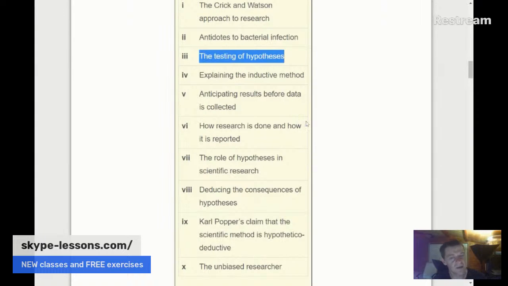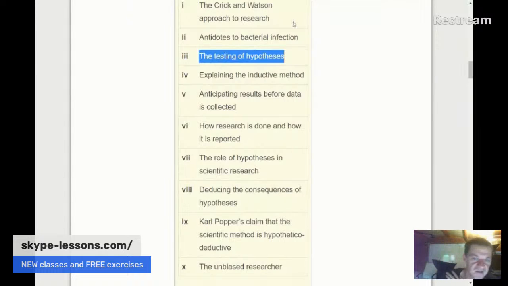Number 5, anticipating results before data is collected. Now, is that what we're doing here? Is the whole text about when we anticipate certain results before we've even had any data? That's certainly involved in making a hypothesis, but let's compare it to some of the later ones as well. How research is done and how it is reported. Well, not really about research. It's more about the hypothesis. This whole paragraph is about the hypothesis. The role of hypotheses in scientific research.